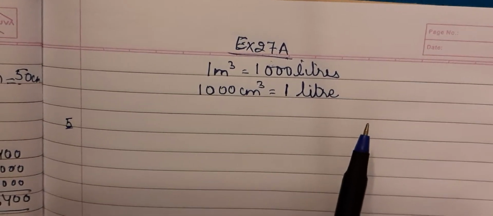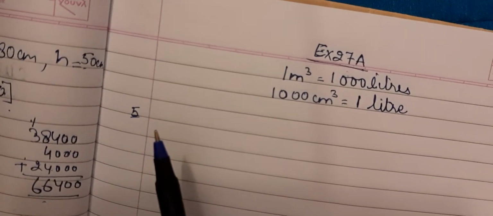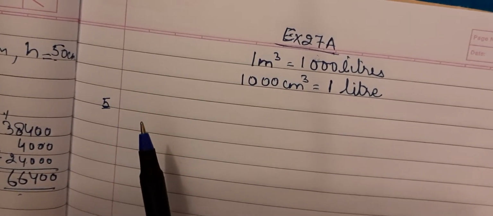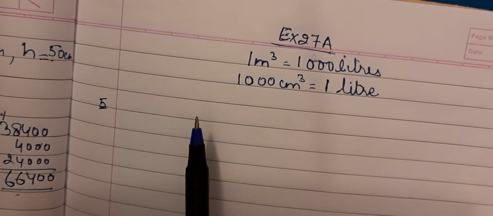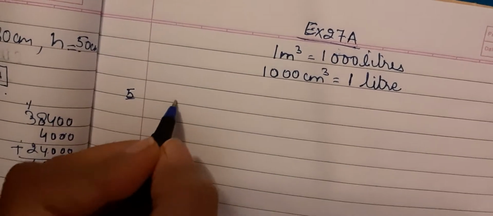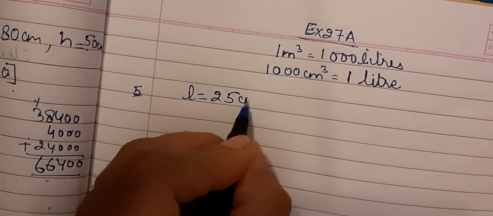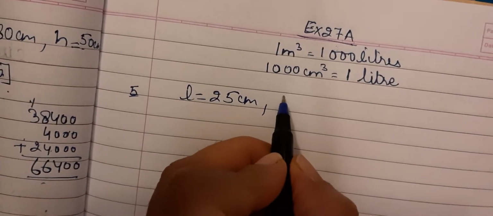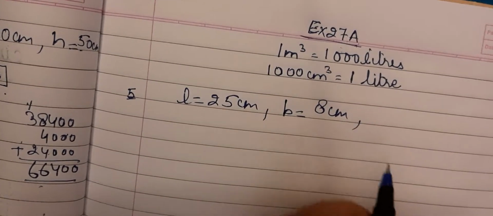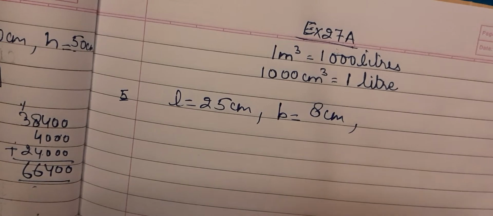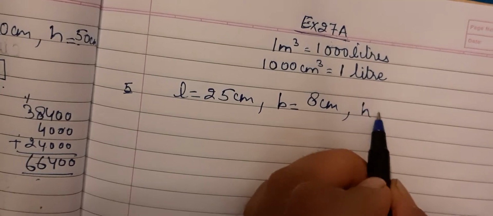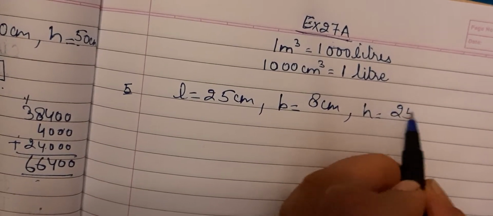Now I am taking up the fifth question of your book. The fifth question says 2 liters of petrol are poured into a rectangular container which is 25 centimeter long. So how much is the length of the container? 25 centimeter, and breadth, or you can say width, is 8 centimeter, and the rectangular container means it will be cuboidal in shape, and the depth means height. So how much is the height of the container? 25 centimeter.